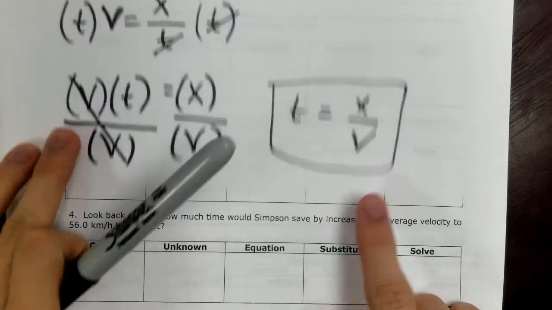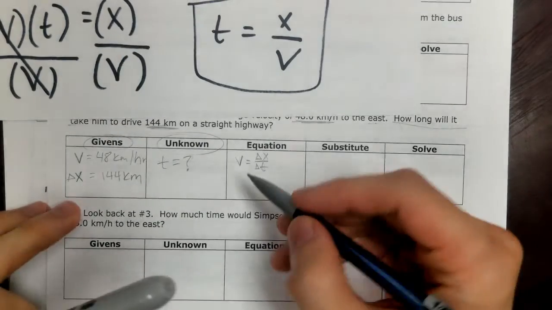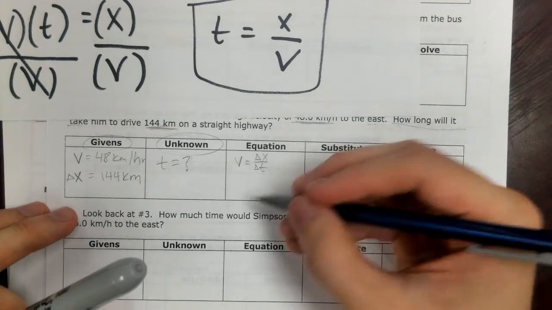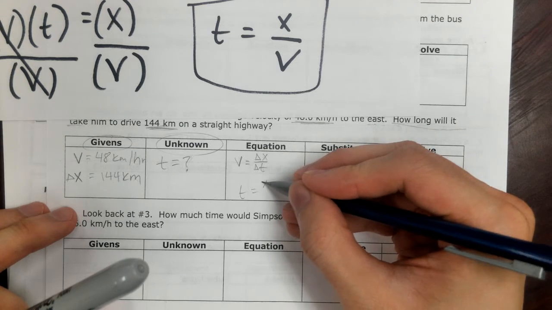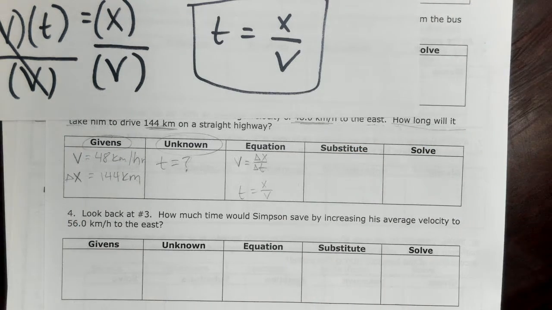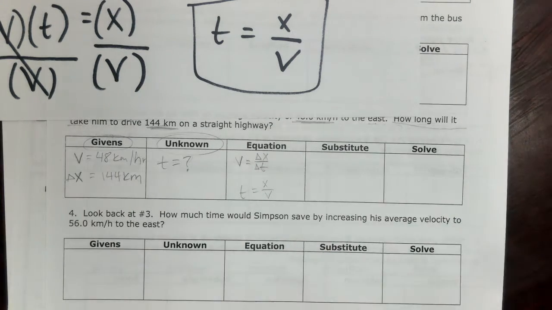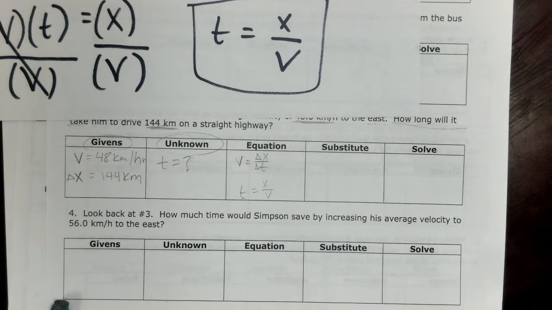So that's what you should have written here instead: t equals x over v. And I'll explain why the triangle isn't important, but you can put the triangles if you want, okay? Now you should be able to finish pretty much 1 through 5 by yourself, okay?